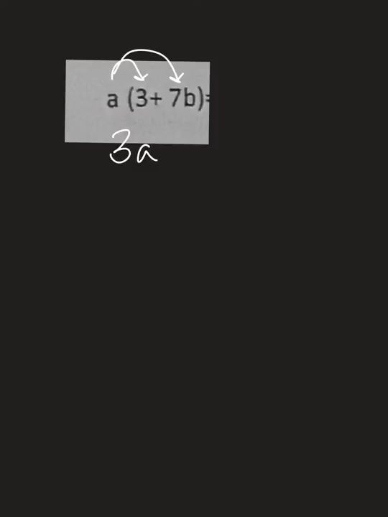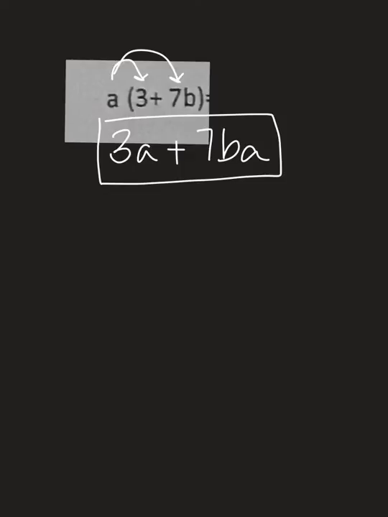Now a times 7b, the way that we would write that is 7ba, okay? Because remember, the 7 being right next to the b like that means multiplication, and the b right next to the a like that also means multiplication. So we're really just multiplying all of those things together. We don't know what a is, so we just leave it as a variable, but that would be how we would multiply a times 7b. Now, neither of those are like terms, so we can't combine like terms here. So our final answer would just be 3a plus 7ba.